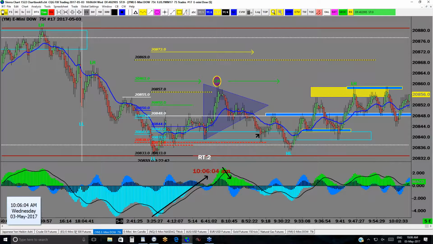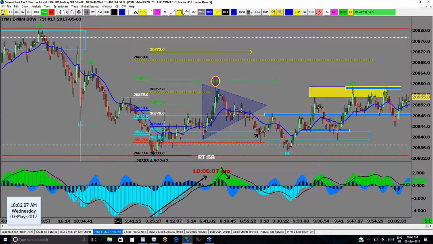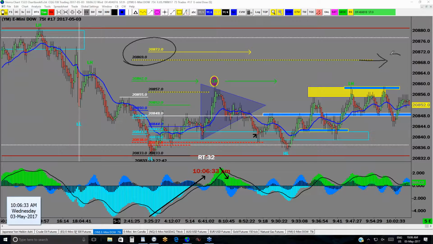So what we have here are targets on the YM to the upside. Let me see if I can get a little mark here. Here we go. Our target confluence area is 869 and 872 and beyond. 20869, we have a target here, and this is a money off target for partial position.